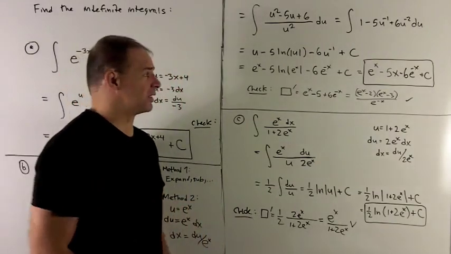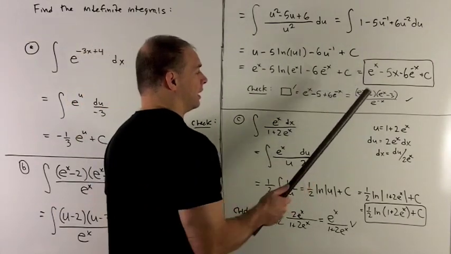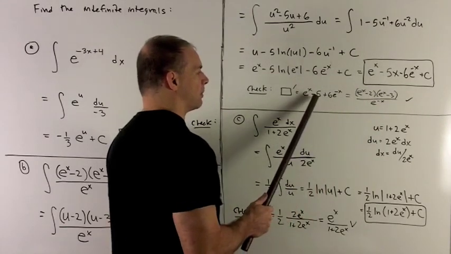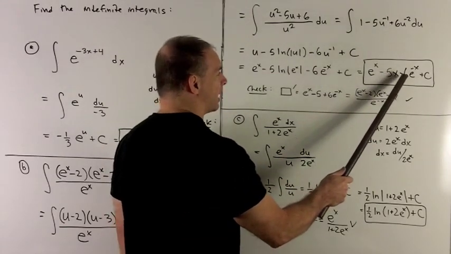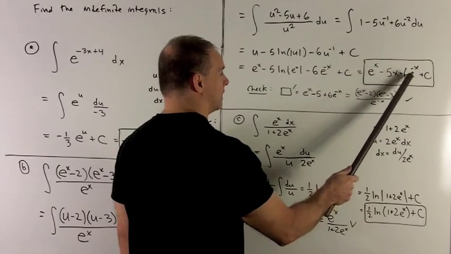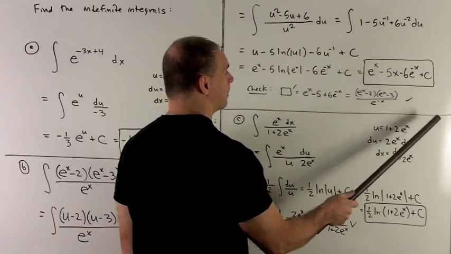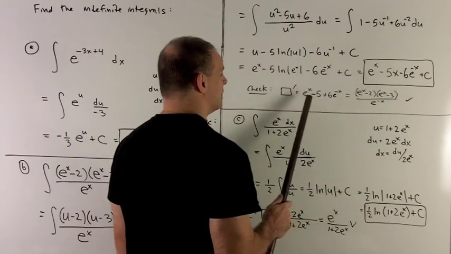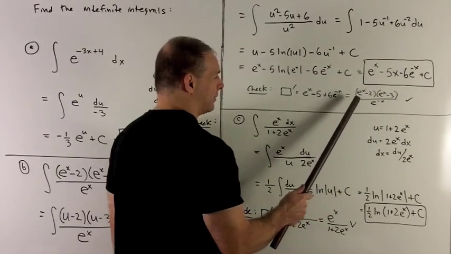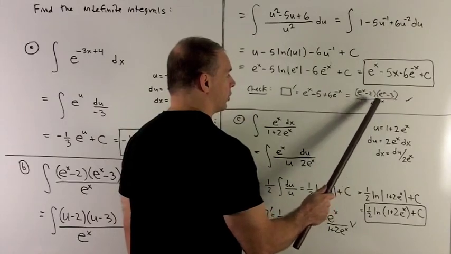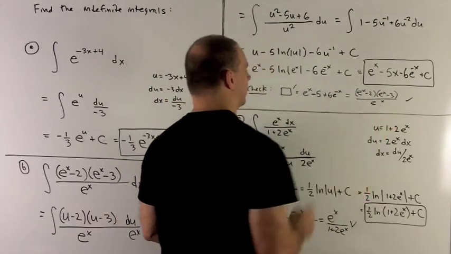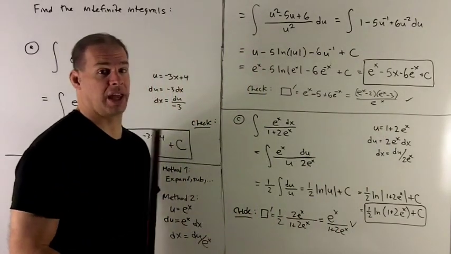We can check. Let's take the derivative of this. Derivative of e to the x is just e to the x. Derivative of minus 5x is just minus 5. Then derivative of minus 6 e to the minus x. Well, that's e to the minus x times the derivative of the top, which is just the minus 1. So that takes away the minus sign. Leaves me with this. And if you expand out our original integrand, you're going to see that these two things are the same.